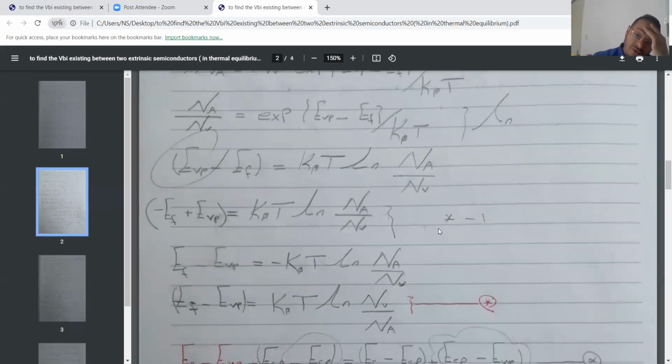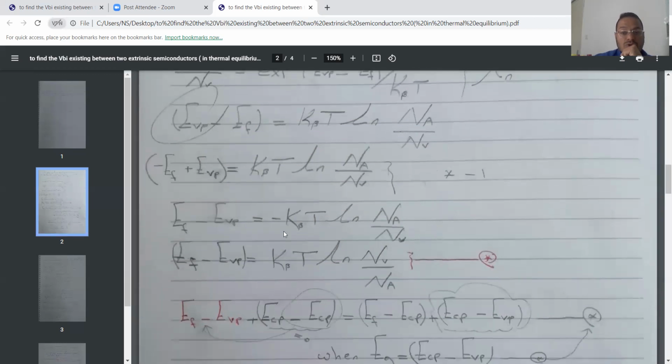And after that, multiply this whole equation by -1 to make this bracket Fermi energy level minus valence band, so that the valence energy band equals minus Boltzmann constant times temperature times the log of N_A divided by N_V. To simplify this equation, we can do another math trick: we put N_V on top and N_A at the bottom.